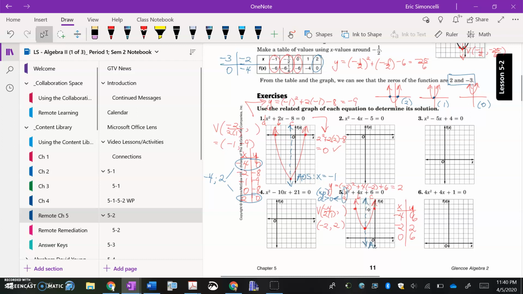I'm going to write my axis of symmetry again for good measure. But technically, this problem has no solution. You could even write this little notation we've used in the past.